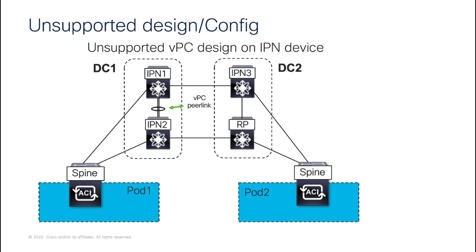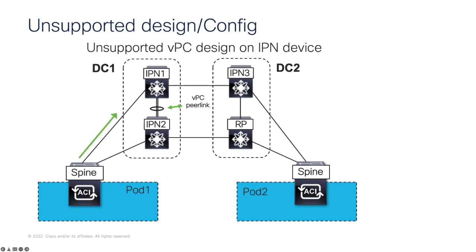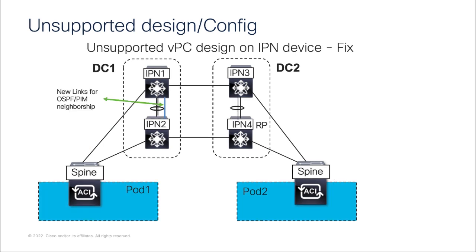I quickly want to touch upon some unsupported design and configuration issues related to IPN here as well. Assume you have an existing vPC setup on your standalone Nexus devices and now you're trying to use the same hardware as IPN as well. As shown in the example, IPN devices in the same data center are vPC peers. IPN1 and IPN2 see each other as PIM neighbors over the vPC peer link. If multicast traffic from pod 1 lands on IPN1, and based on routing it prefers the peer link towards IPN2 to forward the traffic towards the RP, that traffic will be dropped because PIM neighbors over vPC is an unsupported configuration. The fix in this case would be to introduce new links between IPN1 and 2 and have OSPF and PIM neighborship over the new links, and ensure it is the preferred path for RP reachability.